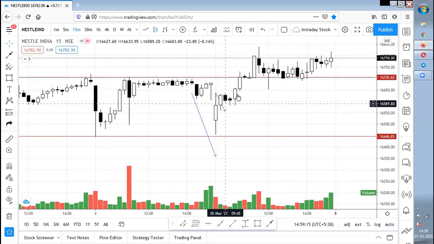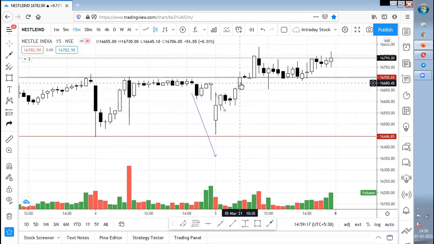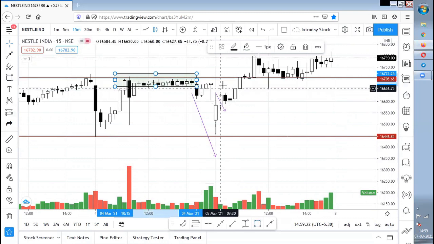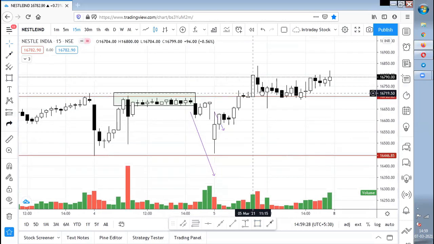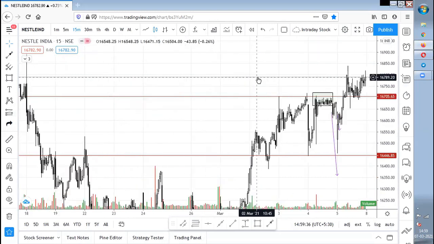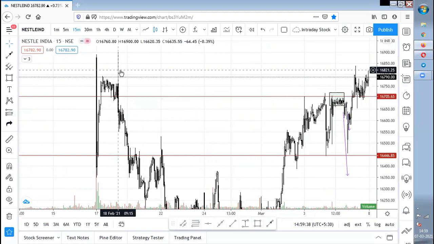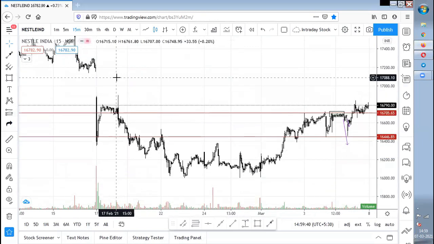The market started slowly moving up, and this candle also gave a good break above this zone of resistance. This candle gave a good close, and after that a small pullback, and then it started moving further up. I exited my stock around 16840. Why? Because the volume is good, and the rejection is also seen at the resistance. Why resistance? Because here also we have seen some resistance, and above that there is a gap also.